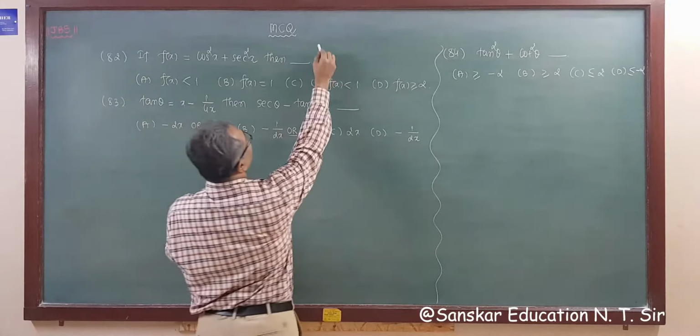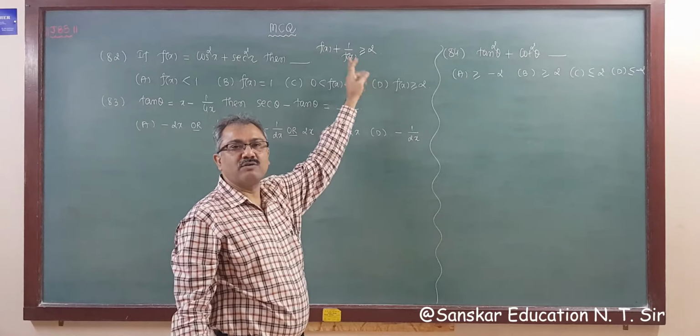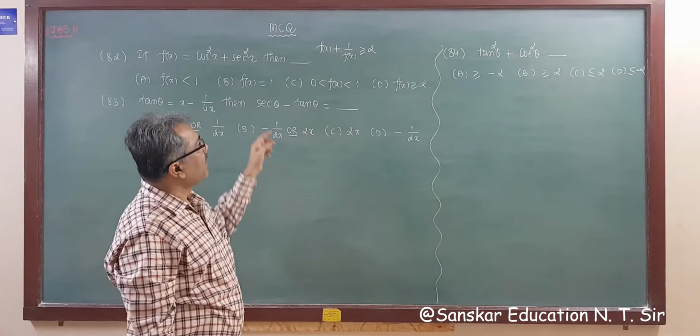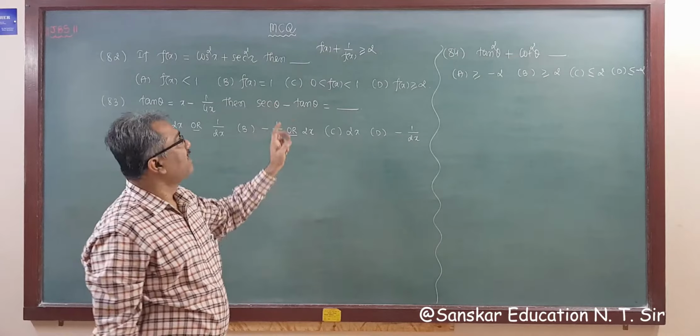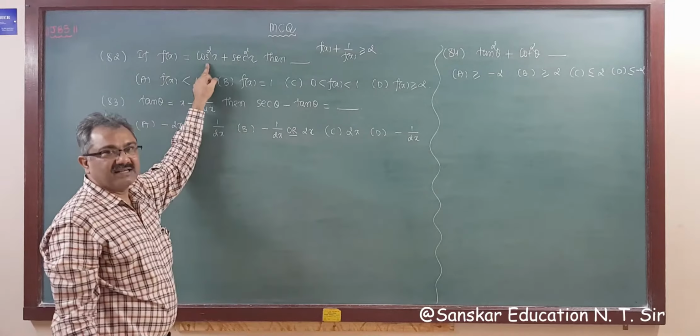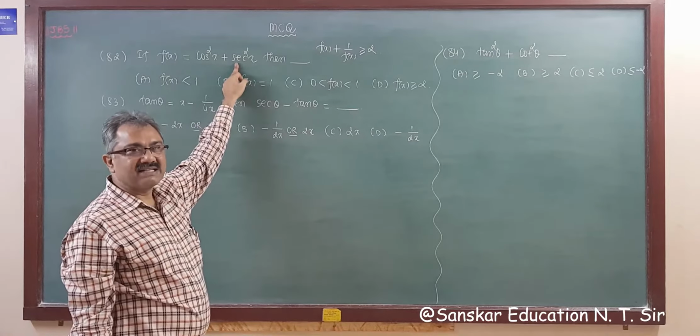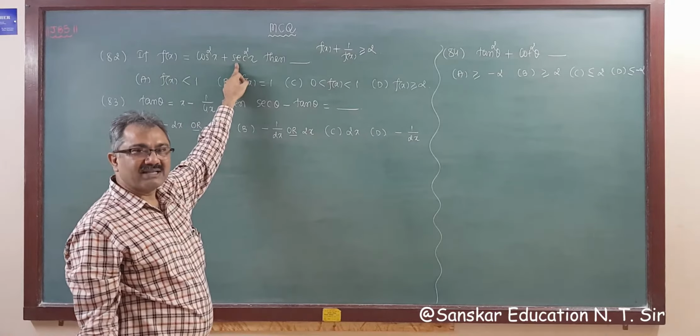f(x) plus 1 upon f(x) is always greater than or equal to 2. Remember this thing. A function and its reciprocal sum is always greater than or equal to 2. That you have to remember. So this is f(x). Sec square x is 1 upon cos square x, that is 1 upon f(x). So the sum of x plus 1 upon x, either f(x) plus 1 upon f(x). You can remember like this also. x plus 1 upon x is greater than or equal to 2.